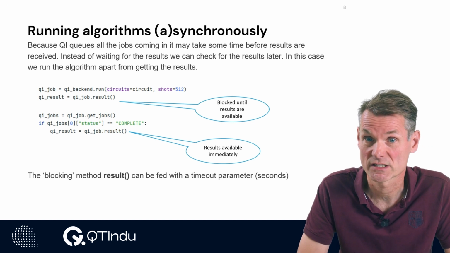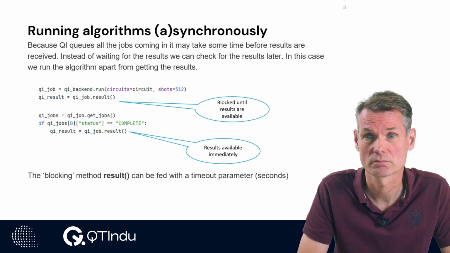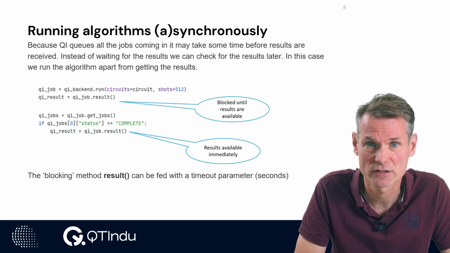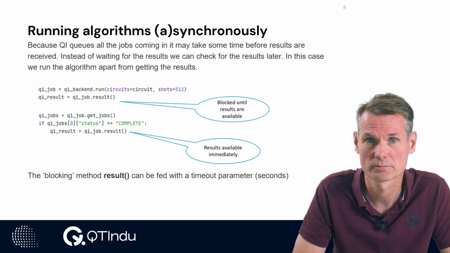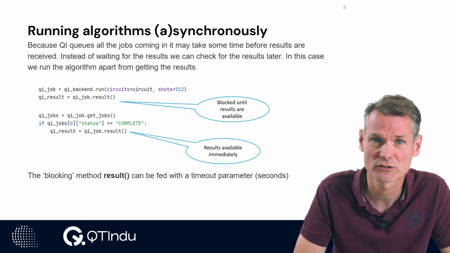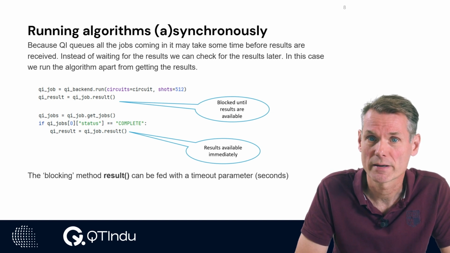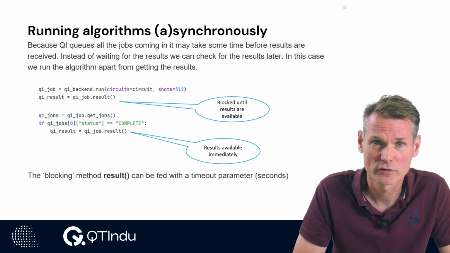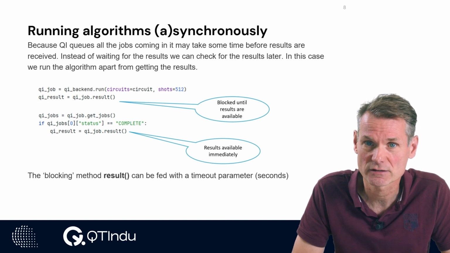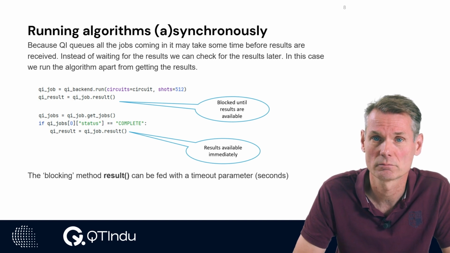Running the algorithm, that is sending it to Quantum Inspire, was done separately from getting the results. Because QI has limited backend resources, it queues all incoming algorithms. At busy moments it may take a while before our algorithm is scheduled and the results returned, especially for hardware backends. As an alternative to calling a blocking request for results, we could ask for results only after we first checked if the job has completed running.